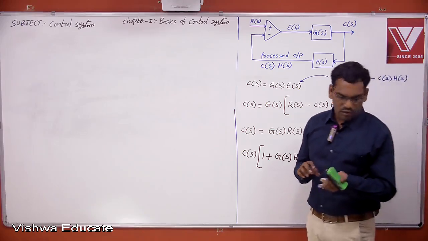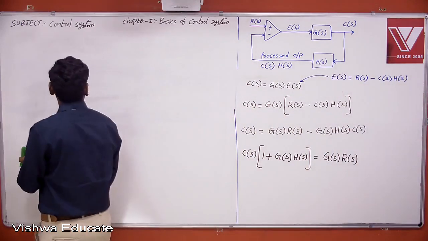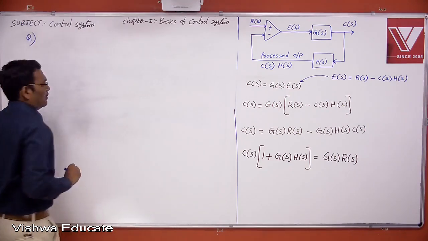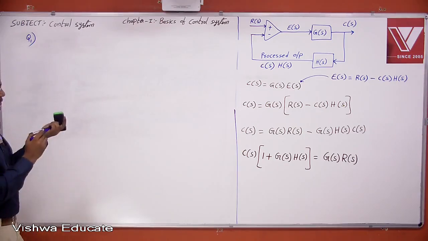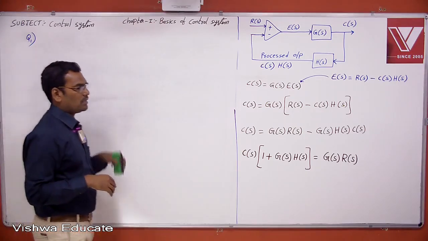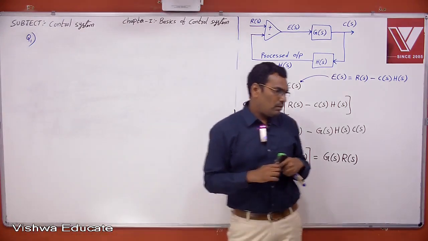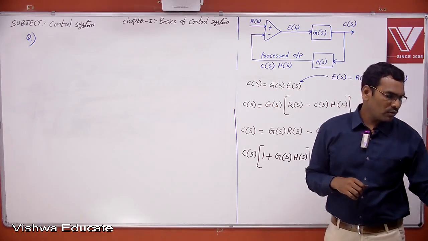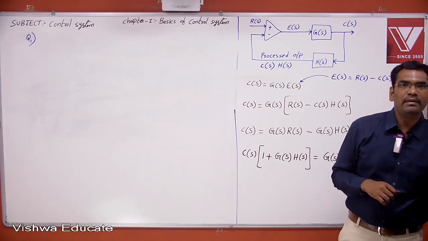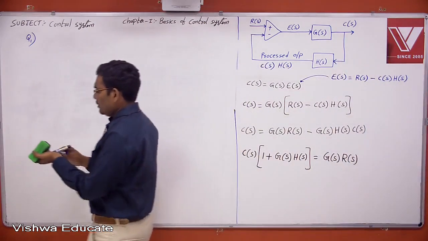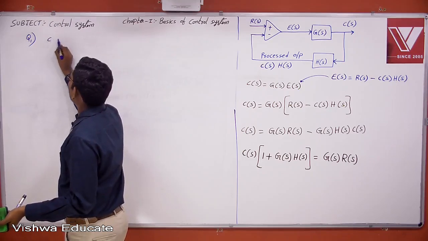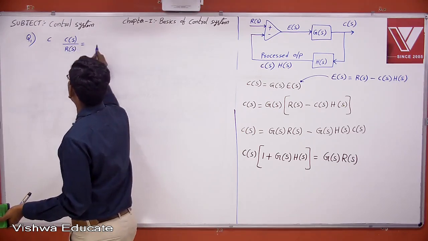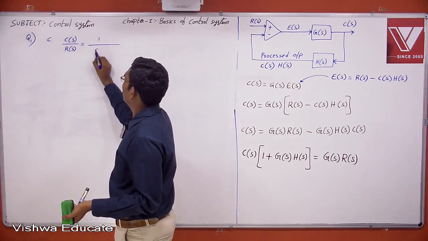Now this is question number 1 in our workbook, from the basics of the control system. What is question number 1? By considering the following closed loop control system, find type and order. What is given to you? C(s) by R(s) equal to 1 by s plus 1.